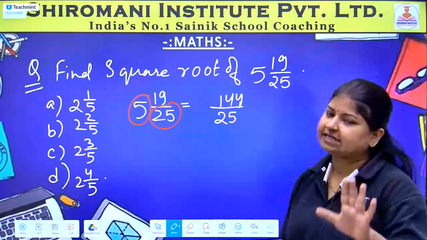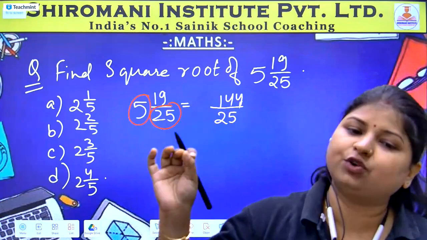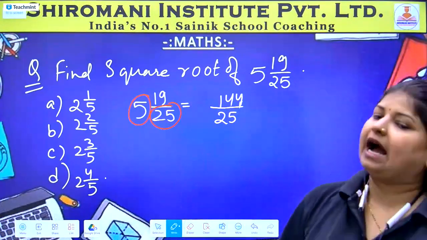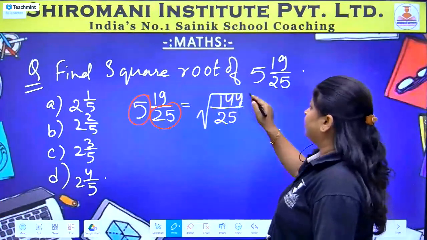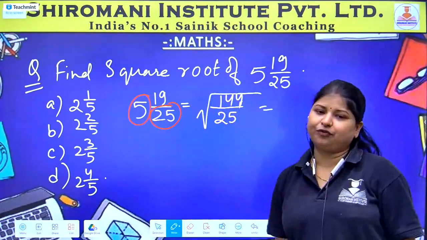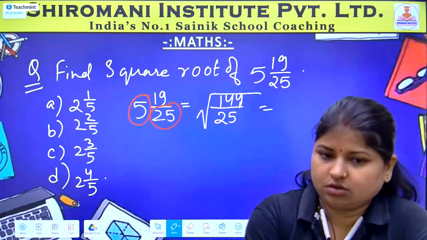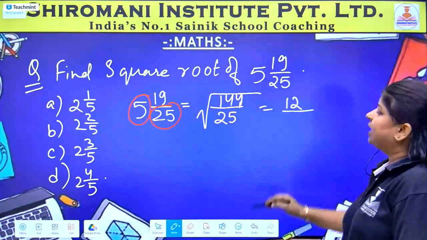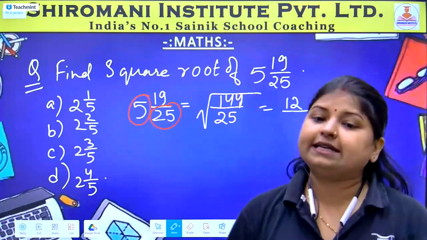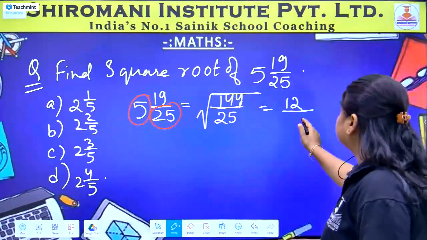So first step, very easy. Convert mixed fraction into improper fraction. I got what? 144 upon 25. You have to find the square root for this. So 144, I know. Square of what? 12, because I have learned it. And 25 is the square of what? 5. 12 by 5.